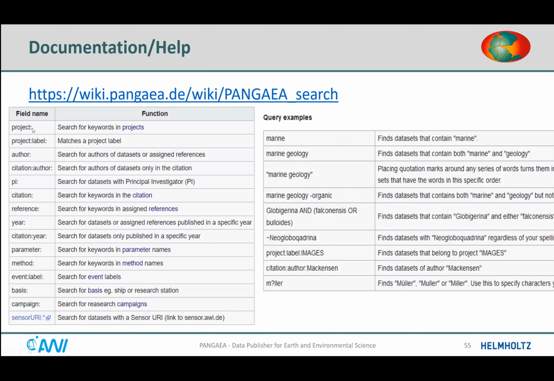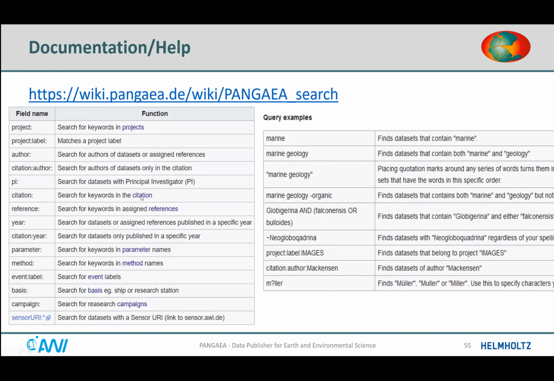There you can find examples of what to type if you want to use the search panel, for example, if you're searching for event labels or for parameter names, and you don't want to use the facet filter, but use the search panel and type everything in there. Here are examples of how it's done.